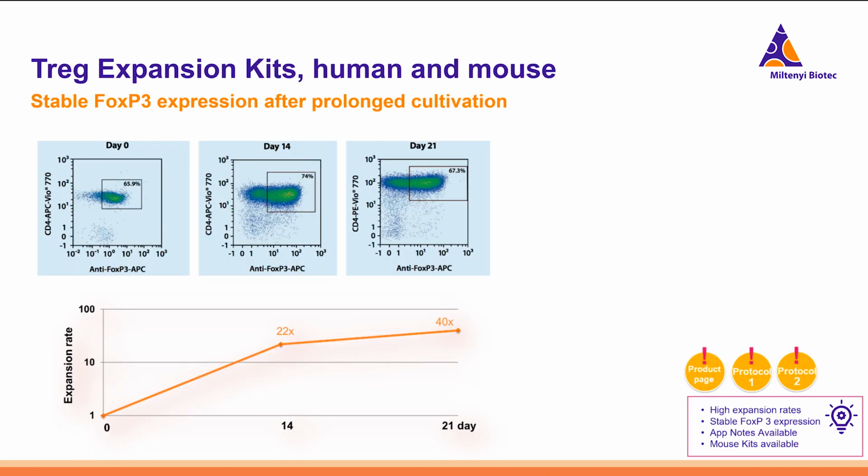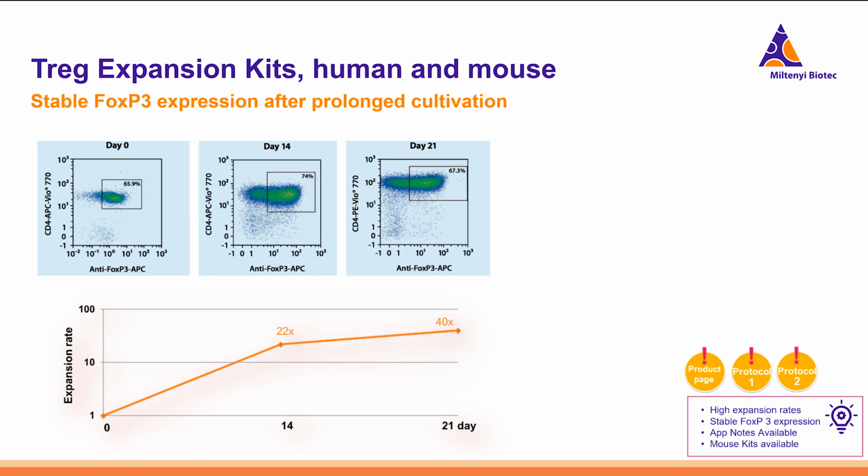Let's have a closer look at the T-regulatory cell variant of our expansion kits, one of our highlight products. They are available as human and mouse versions. Apart from the high expansion rates, in this example up to 40-fold within 21 days, I want to point out that the Treg expansion kits guarantee a stable FoxP3 expression even during prolonged expansion periods. It is a well-known problem that Tregs lose FoxP3 expression in culture.